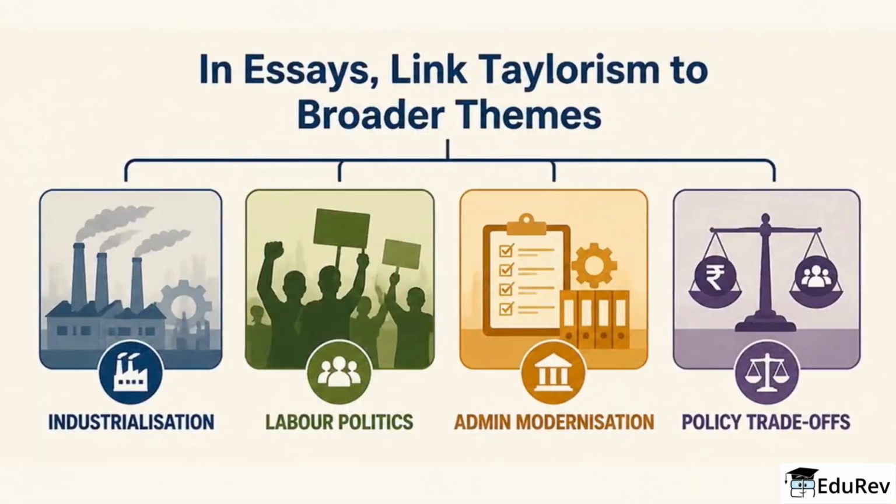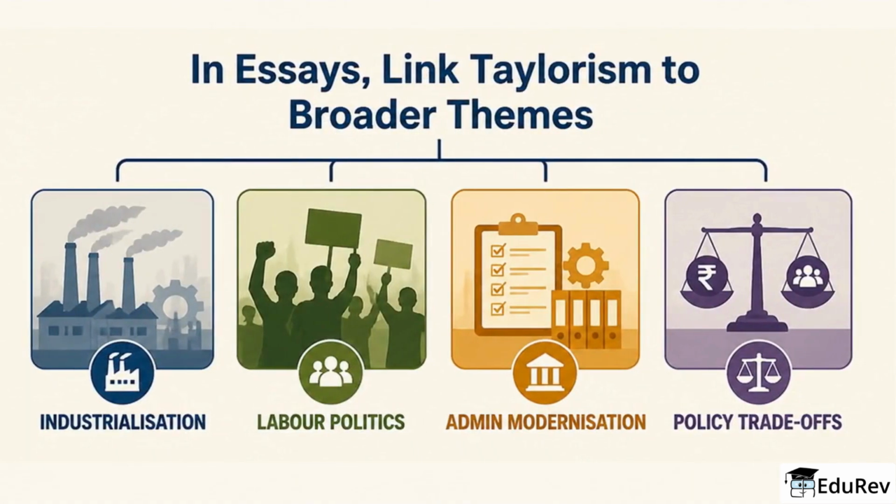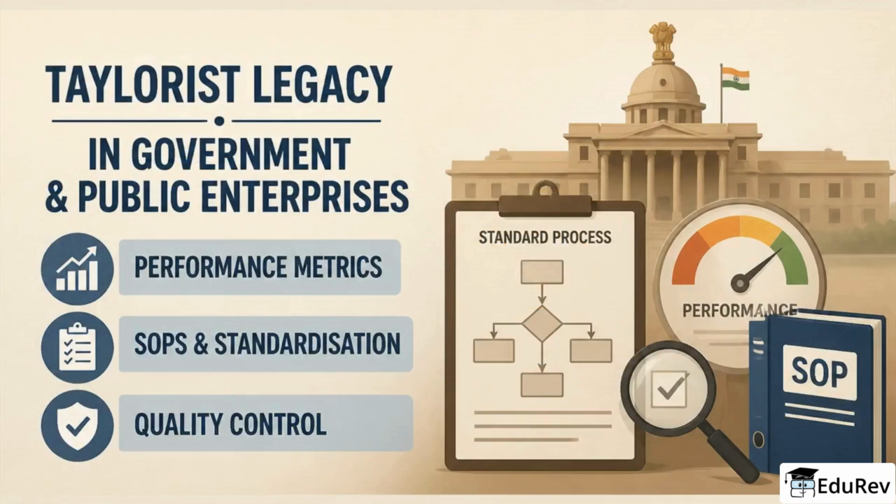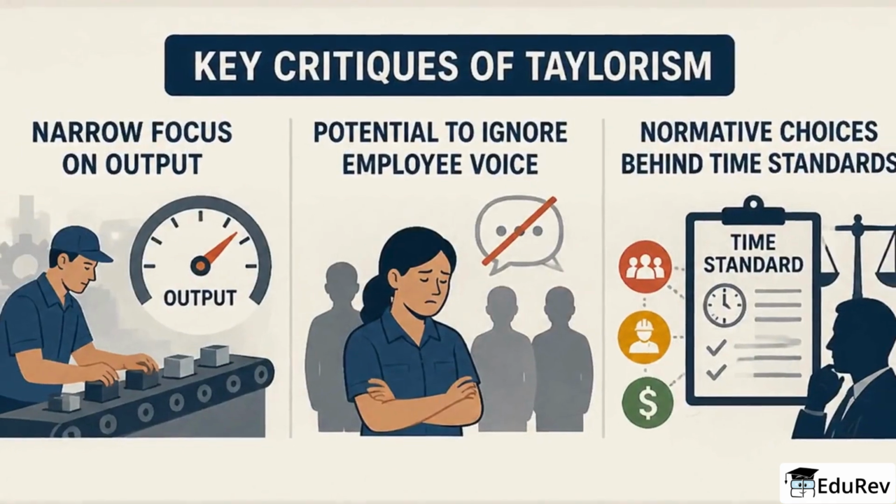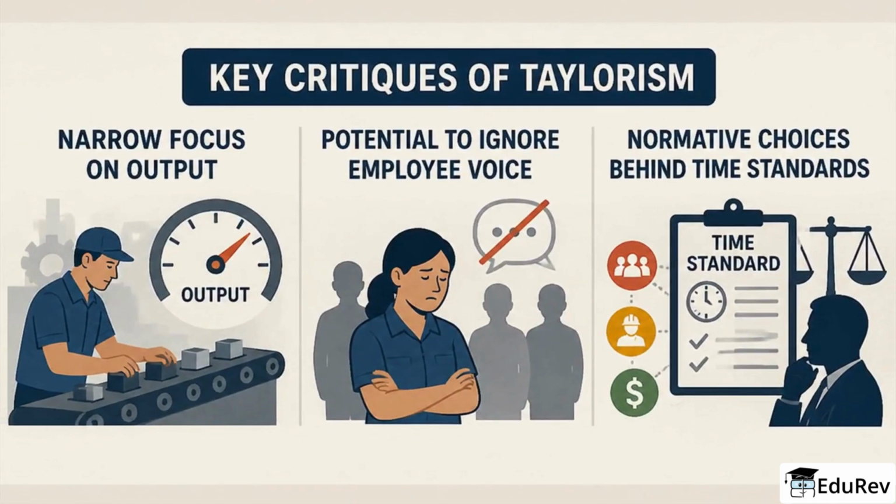In essays, link Taylorism to broader themes: industrialization, labor politics, modernization of administration, and policy trade-offs. Mention how performance metrics, SOPs, and quality control in government and public enterprises reflect Taylorist heritage. Also highlight critiques: narrow focus on output, potential to ignore employee voice, and the normative choices behind time standards.